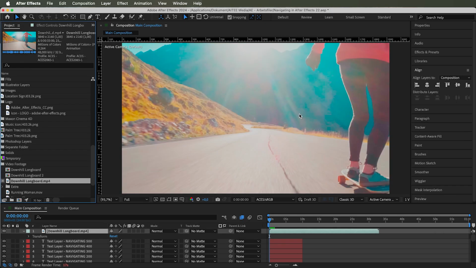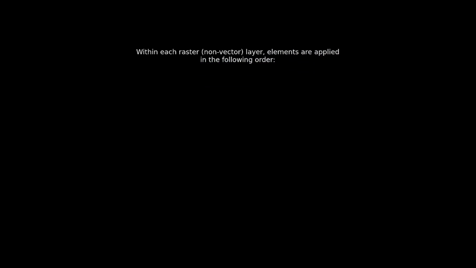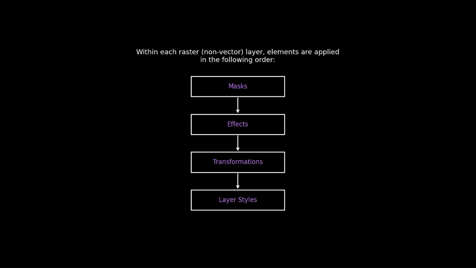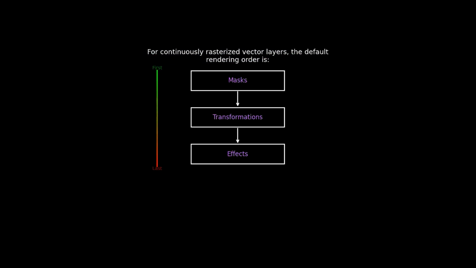So, very handy. There's also a few other different render orders, which, according to Adobe, and I will quote, within each raster or non-vector layer, elements are applied in the following order: masks, effects, transformations, and layer styles. For continuously rasterized vector layers, the default rendering order is masks, transformations, and then effects.